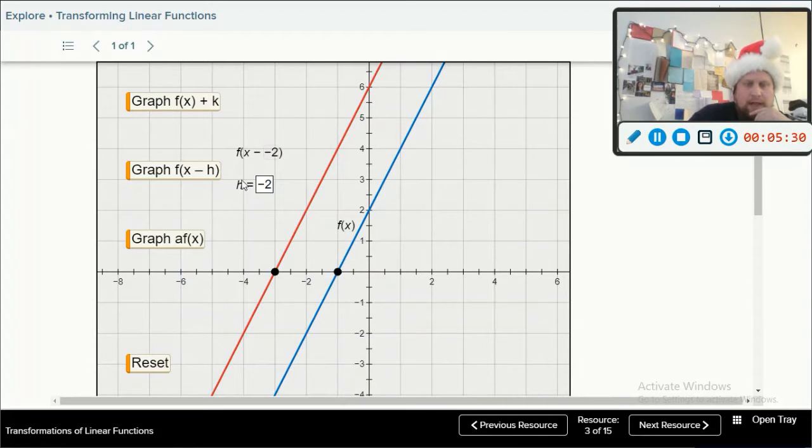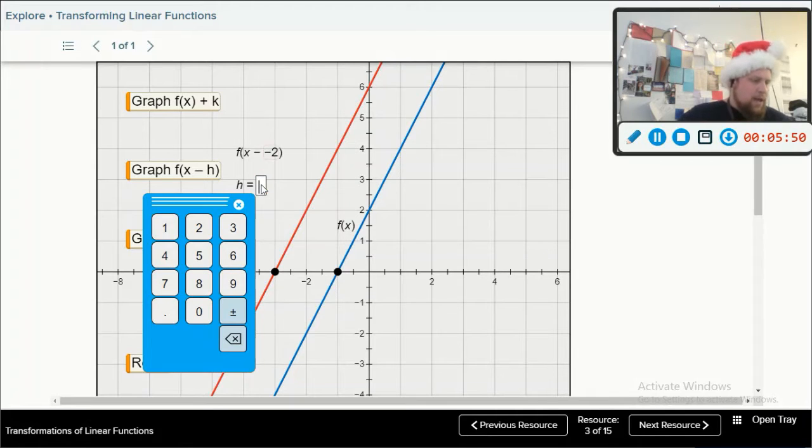What if I make that negative? Look at that. It moves to the left. You'll notice they left it f of x minus negative 2. I would have changed that to x plus 2. Most of the time in your problems, you're going to see a plus there. So it almost looks the opposite, right? When you're subtracting, you're moving to the right. When you're adding, you're moving to the left.